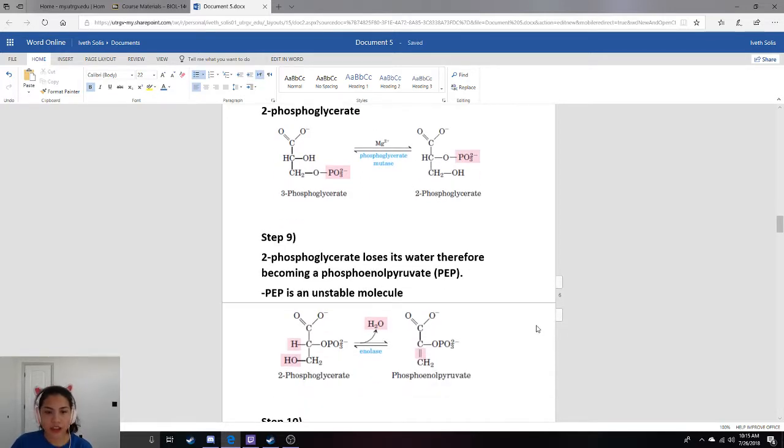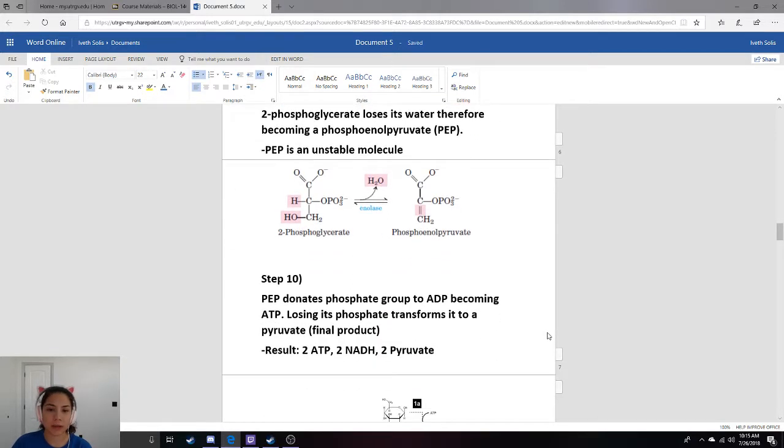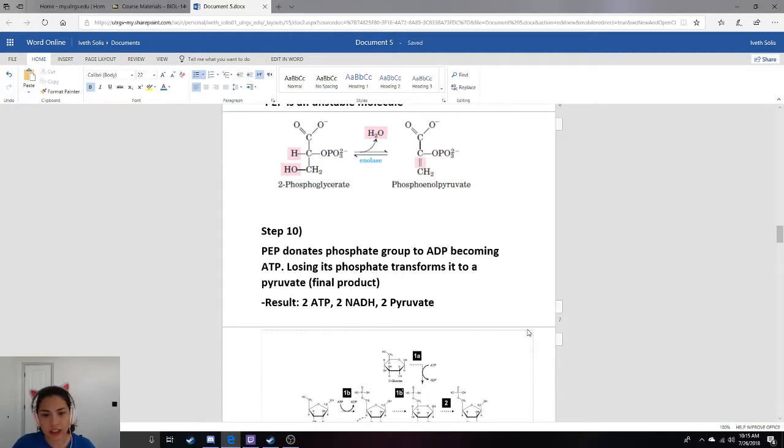Step 9, 2-phosphoglycerate loses its water, therefore becoming phosphoenolpyruvate, PEP, and PEP is really unstable, so that goes on to step number 10, where PEP donates phosphate groups to ADP, becoming ATP. This is the final product, and losing its phosphate makes it transform into pyruvate.